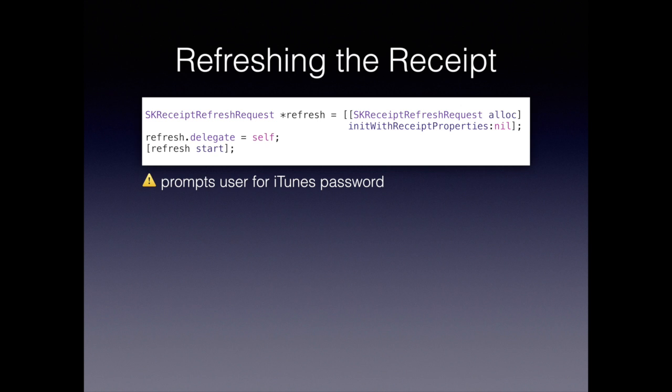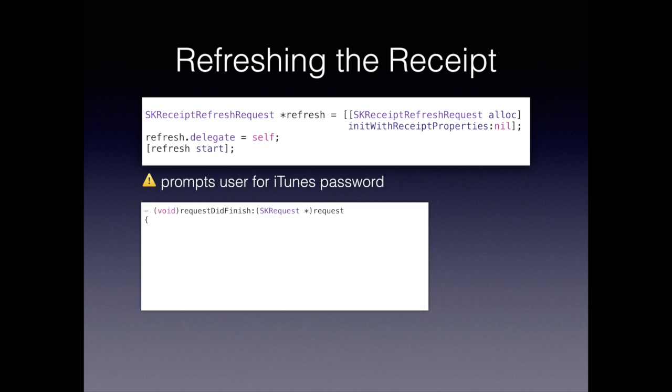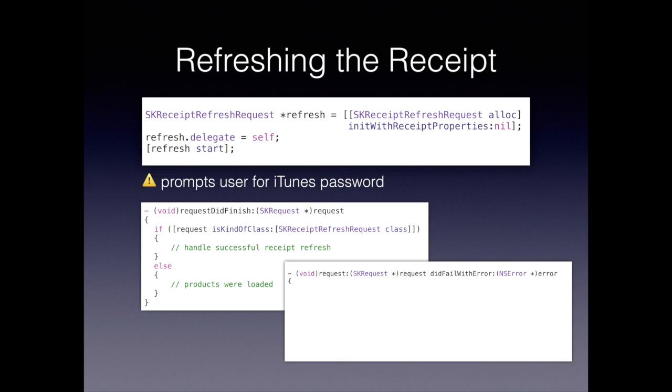So we have two delegate methods that we need. When the request did finish comes in, we need to see, was it actually the refresh request that we did? And in this case, we know we got a new receipt now, so we can go through the parsing and checking again. And if not, there's this other case that you're refreshing your products. So this you would handle there, depending on the class. And the same for the error case. It could either be the refresh request or the products request.